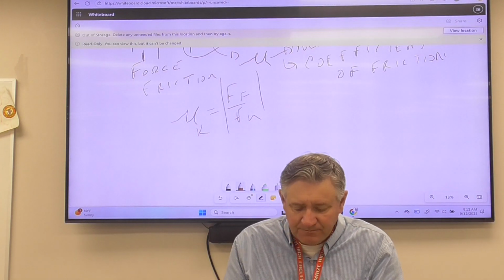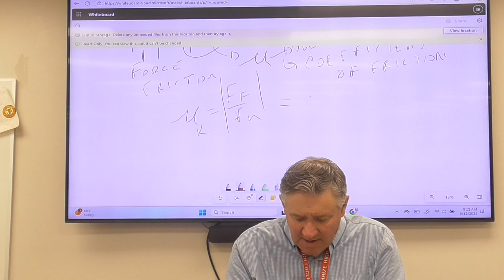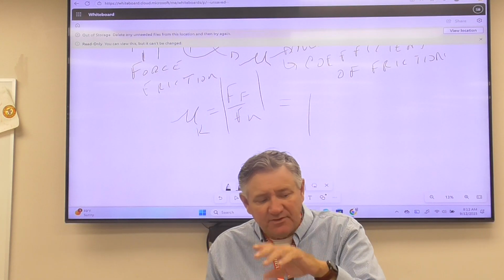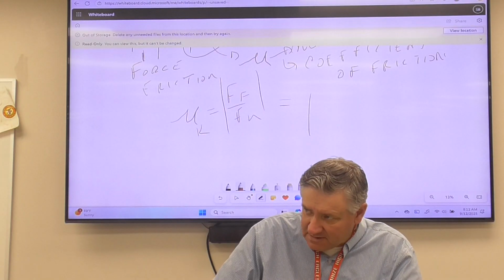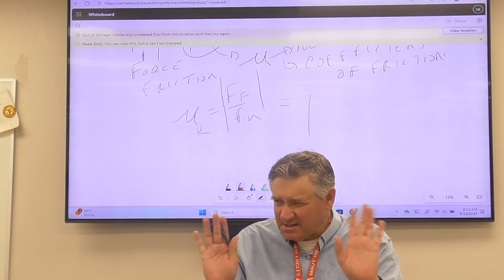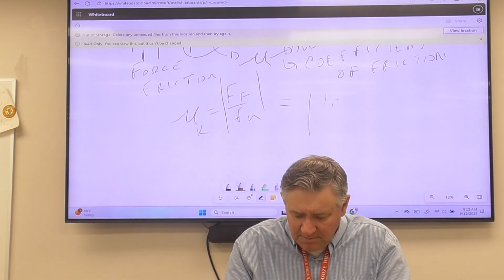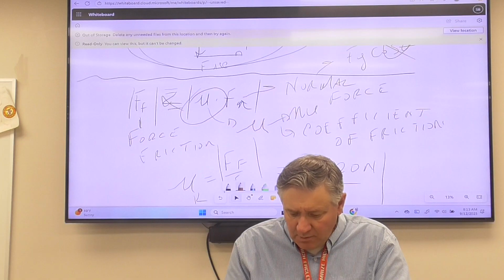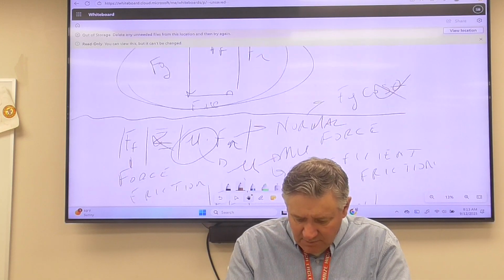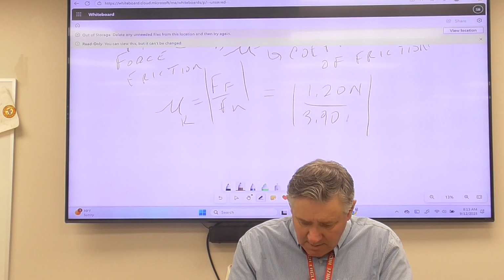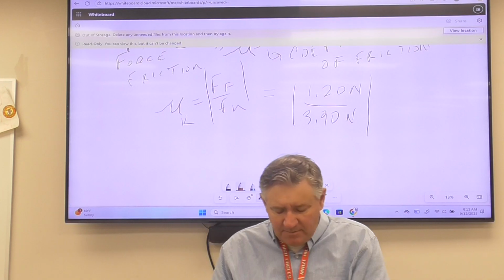What's this value? So if you look at this mathematically, and this is why there's an absolute value. Technically, the force friction on how we define the system is a negative 1.20, okay? Don't worry about it, it's just a number. So we're just gonna make that 1.20 newtons. Then my normal force was 3.90. So somebody get a calculator and take 1.2 and divide it by 3.9.